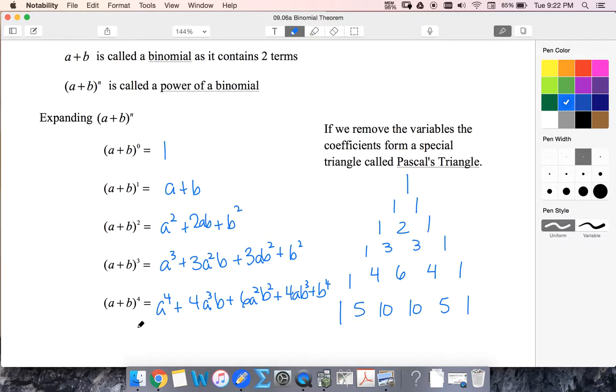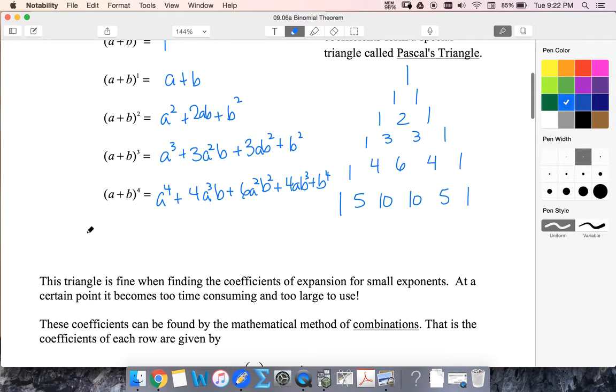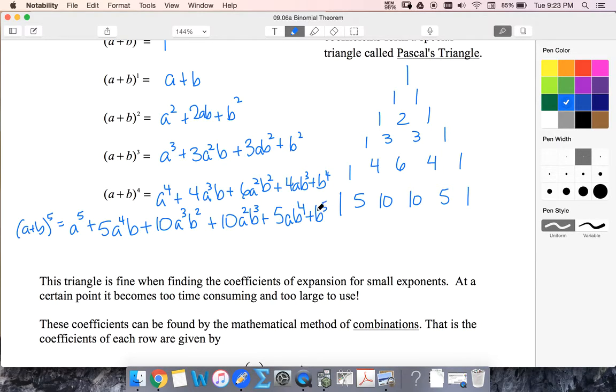Notice with my powers, I've got a to the 4th, a to the 3rd, a squared, a, no a's, no b's, b, b squared, b cubed, b to the 4th. This tells me that with Pascal's triangle, I know that a plus b to the 5th is going to be a to the 5th plus, so 1 a to the 5th, 5, now the a goes down in power and b increases in power, plus 10 a to the 3rd b squared, plus 10 a squared b cubed, plus 5 a b to the 4th, plus b to the 5th.